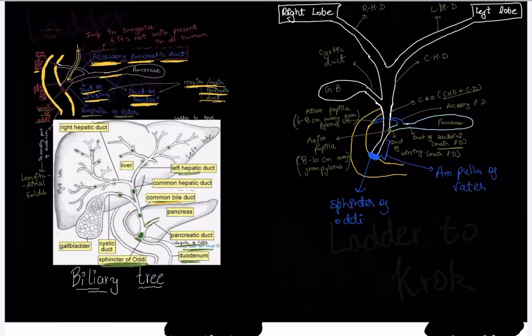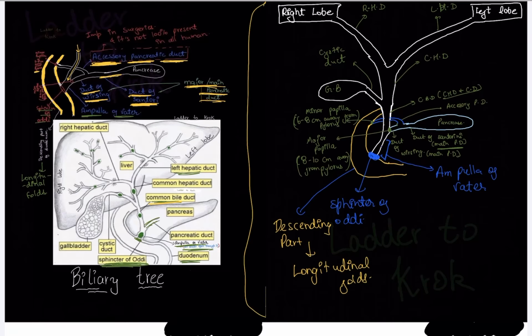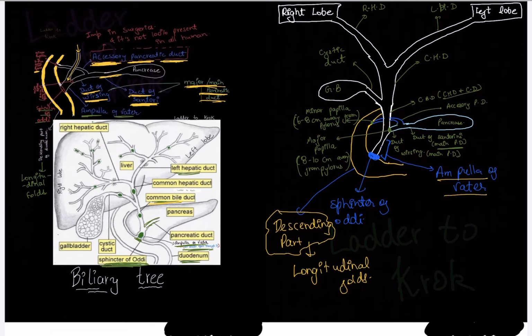Now where does this all open? This all opens in the descending part. Our duodenum has 4 parts, and this is the descending part of the duodenum, and it has longitudinal folds. You just have to make this diagram. All other parts of the duodenum have circular folds. Only this descending part has longitudinal folds. Remember this thing. Where is this ampulla of Vater present? Here, in the descending part of the duodenum. That's all for this. I hope everything is clear for you.